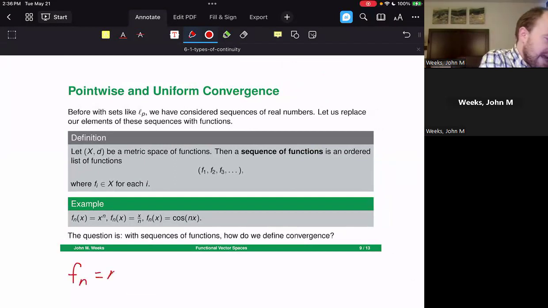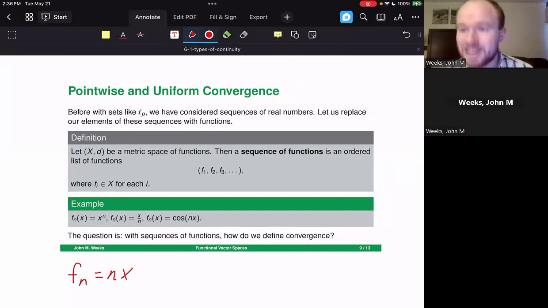F sub n is equal to nx is an example of a sequence of functions. If I plug in a value n, then what I get out is a function. Notice that with just this f sub n here, it kind of looks like I have a function of two variables, n and x. But you'll always see me use a letter like n, perhaps m or something like this, to signify that I do not want this to be a function of more than just one variable.